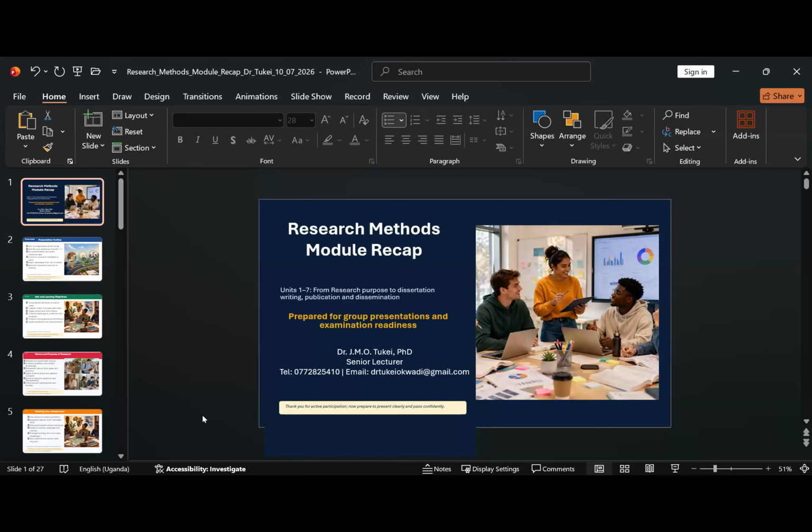Picking up from Kante, you left some points which were supposed to have been included: support policy formulation, program designing and evaluation, reduce uncertainties, and also to meet the academic requirements. Those are the few reasons why we conduct research.